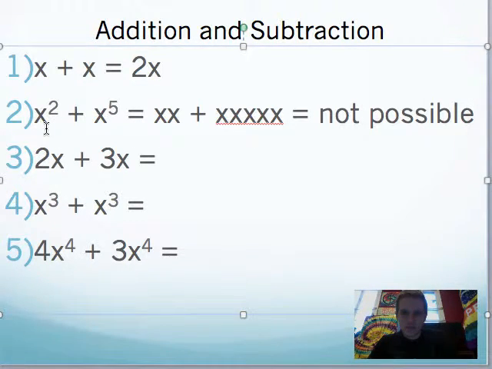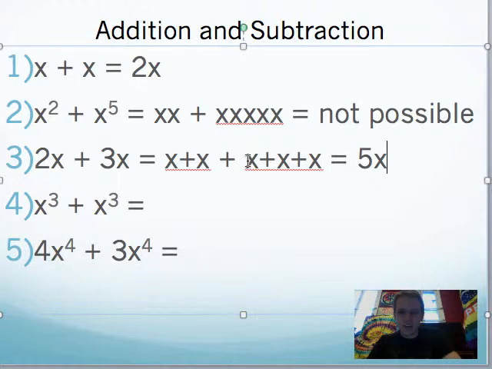2x plus 3x, well, if you remember, multiplication is just repeated addition, so 2x is x plus x, 3x is x plus x plus x. So we got our first x plus x, and we also have another x plus x plus x. Repeated addition, we've got 5 of those, 5x. So when they have that same variable term, just the x right here, all you need to do is add those coefficients. 2 plus 3, those are the coefficients, 2 plus 3 equals 5x.